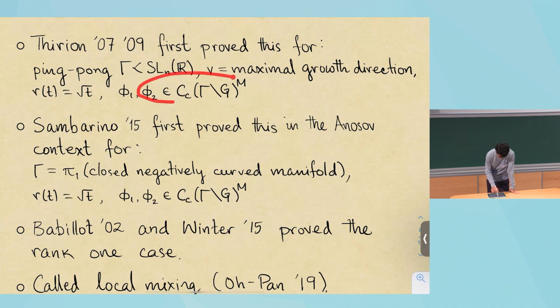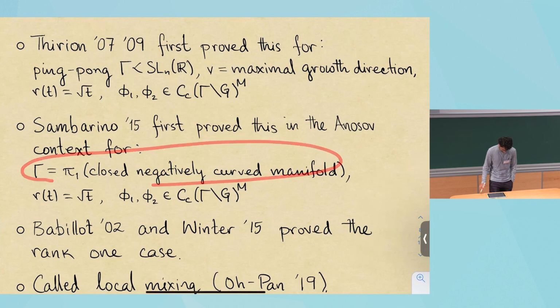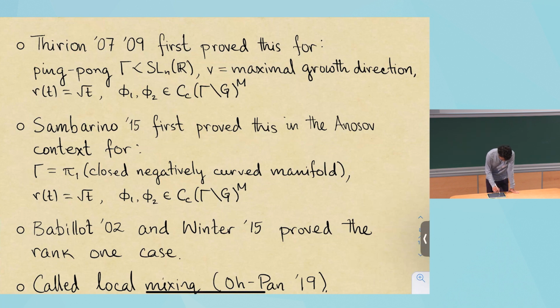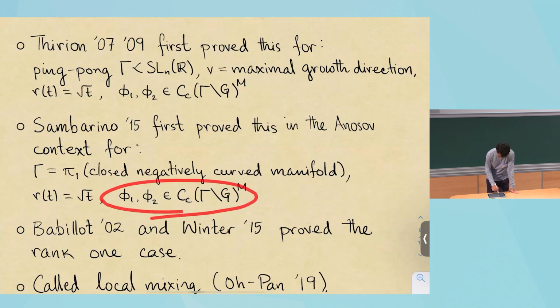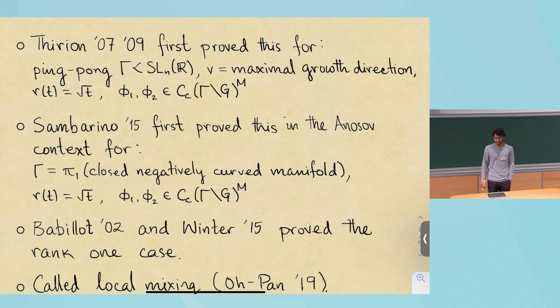So in his work, this local mixing result was on G mod gamma mod M instead of the homogeneous space G mod gamma. And Sambarino was the first to put it into this Anosov context. So in his work, gamma was pi 1 of a closed negatively curved manifold. Then R is this square root of t. And again, it was for test functions on G mod gamma mod M.